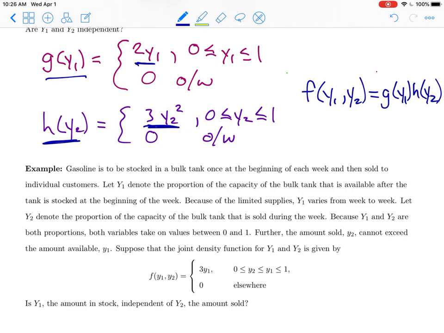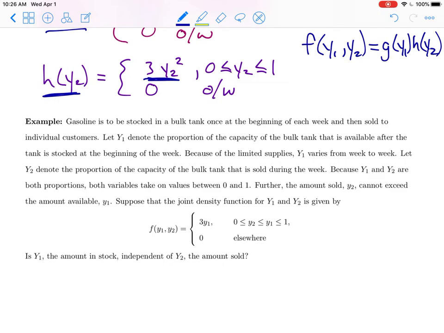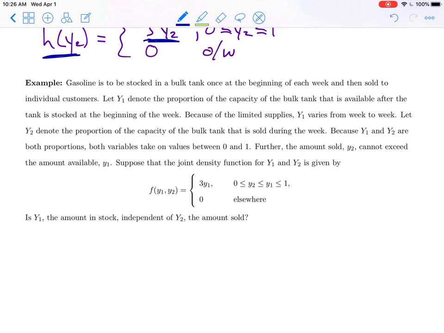In our next example, we take a look at gasoline. Gasoline is to be stocked in a bulk tank at the beginning of each week and then sold to individual customers. Y1 is the proportion of the capacity of the bulk tank that is available after the tank is stocked at the beginning of the week. Y1 varies from week to week. Y2 is the proportion that's sold during that week. Y1 and y2 are both proportions, so they take on values of 0 to 1. However, the value of y2 cannot exceed the amount available, so it cannot exceed the value of y1.